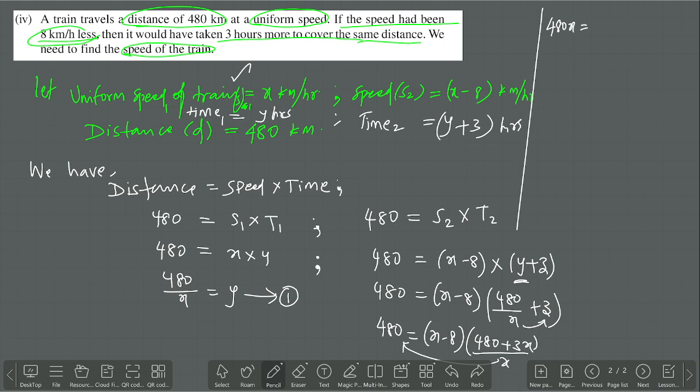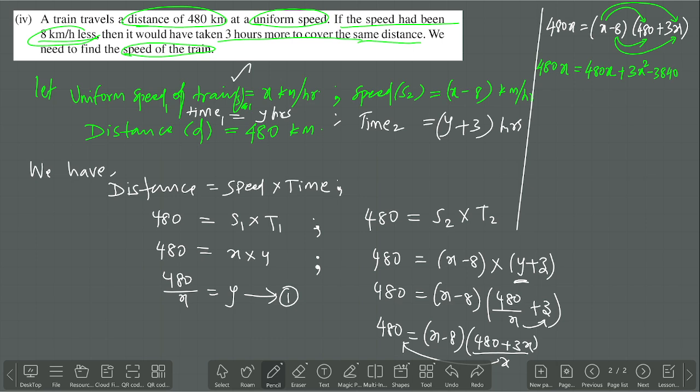Then multiplying, what am I getting? 480 into x equals what I have here: x minus 8 into 480 plus 3x. That's it. Now we have to multiply this with the number. X into this, 8 into this and 8 into this. Is it okay? Shall we multiply? So here I have 480x, which is equal to x into 480, 480x, x into 3x plus 3x square, minus 8 into 480 minus 3840.